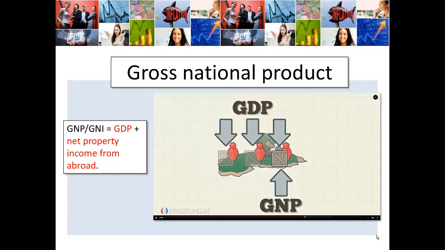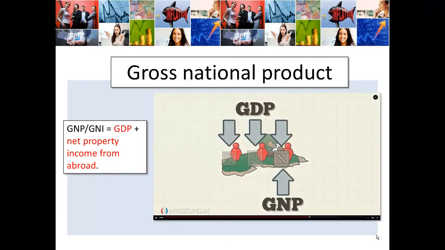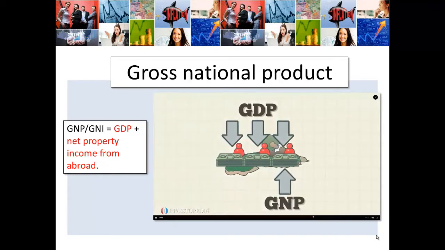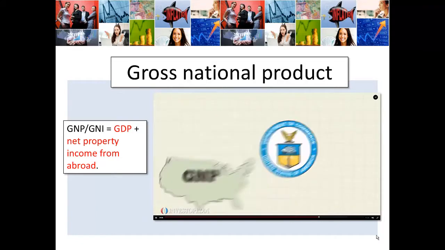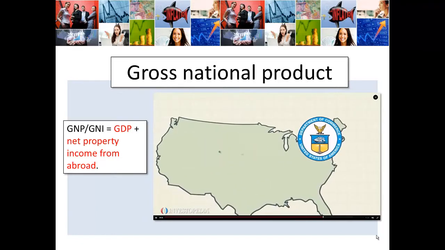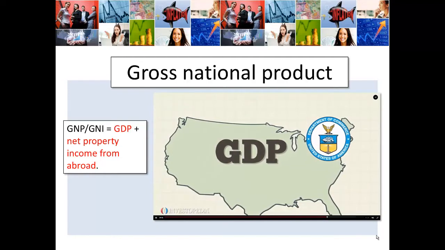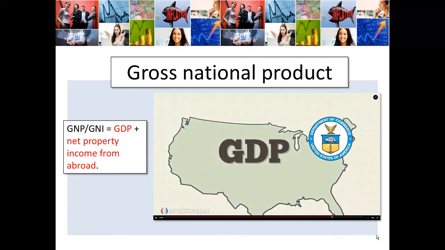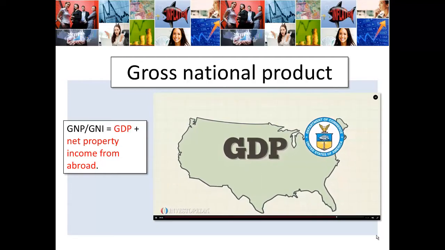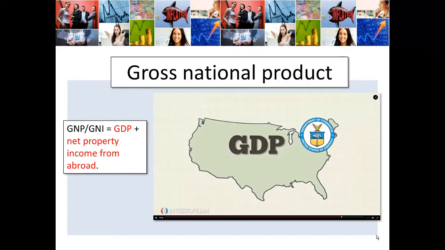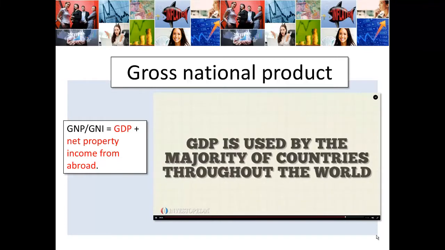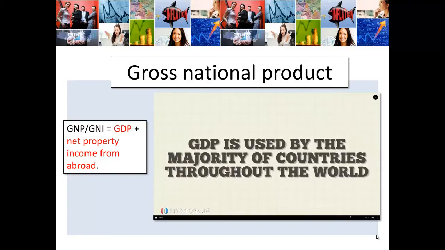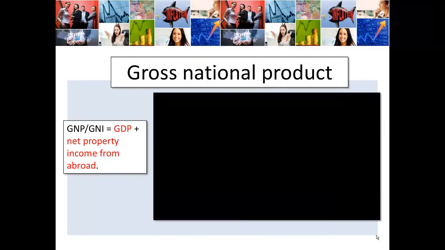While both GDP and GNP are important indicators of a nation's economic productivity, the U.S. Department of Commerce switched from using the GNP to the GDP as their primary measure of the United States' economic well-being. This makes it easier to compare the U.S. economy to other nations, as the GDP is used by the majority of countries throughout the world.